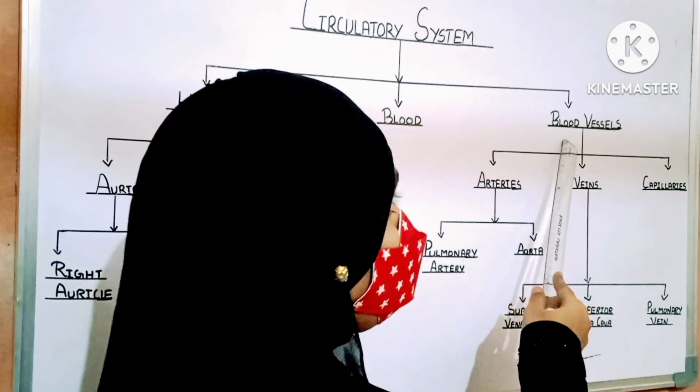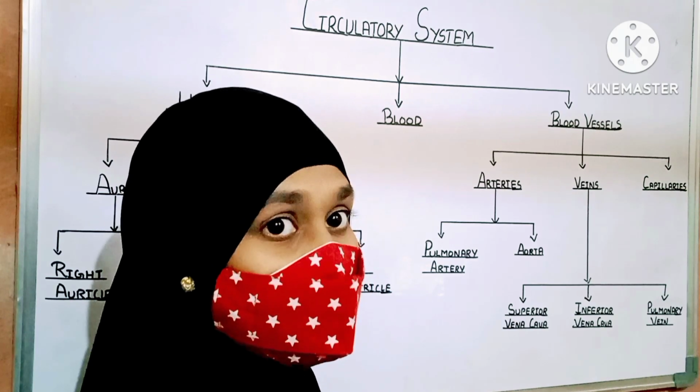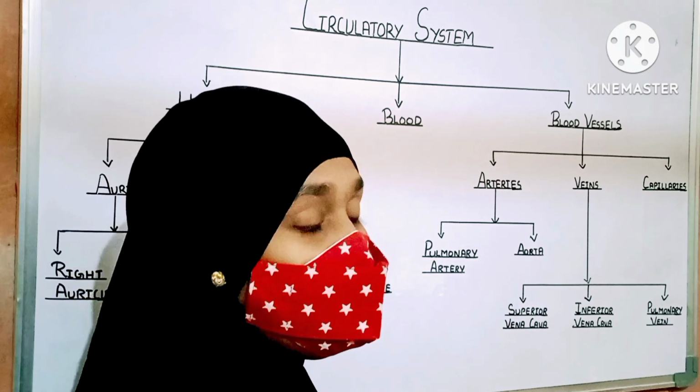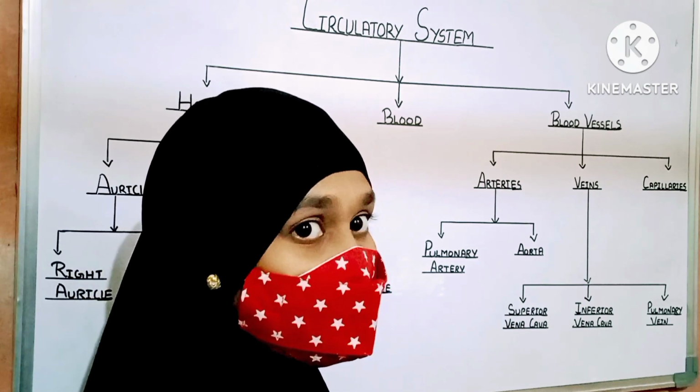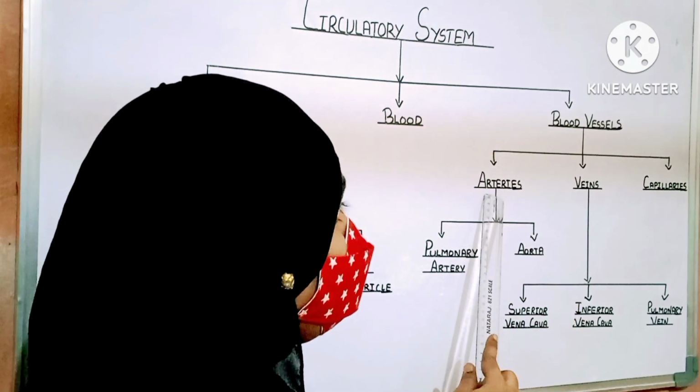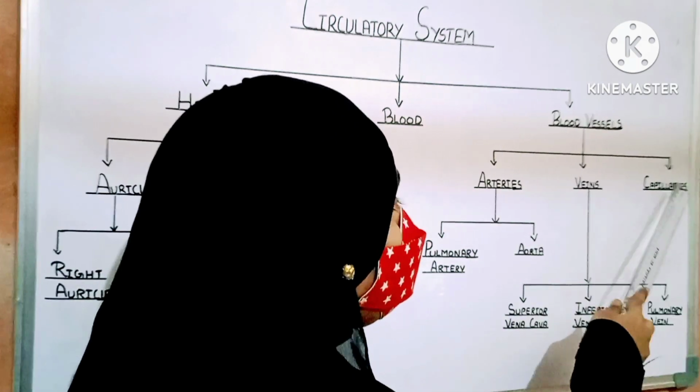Here are the blood vessels. You know, the heart pumps blood to the different parts of the body with the help of blood vessels. Blood vessels look like tube-like structures. They connect; there is a network-like connection. Blood vessels are of three types: arteries, veins and capillaries.